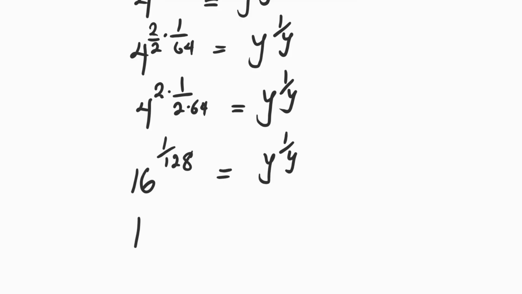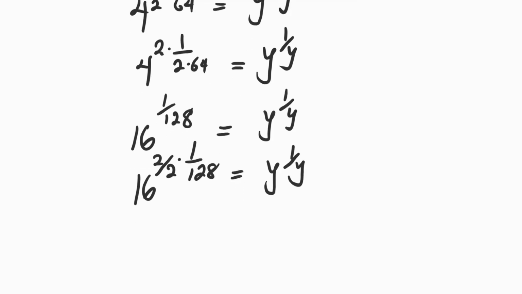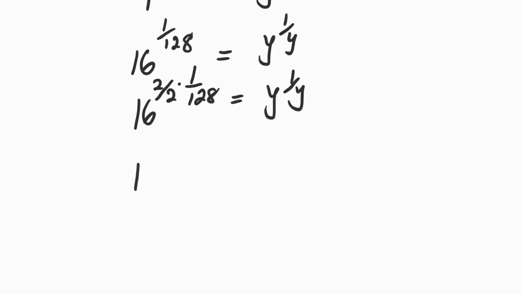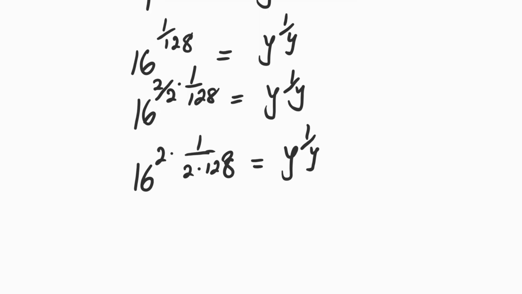Now we have the power 2 raised to the power 2, divided by 2, multiplied by 1 over 128 to the power 1 over y. And also now we have 16 squared times 1 divided by 2 times 128. We're just trying to manipulate the left hand side so that it looks like the right hand side. That way we can find our value for y.